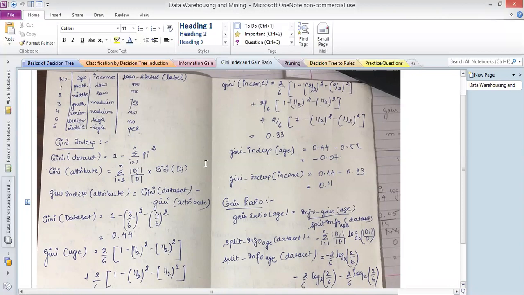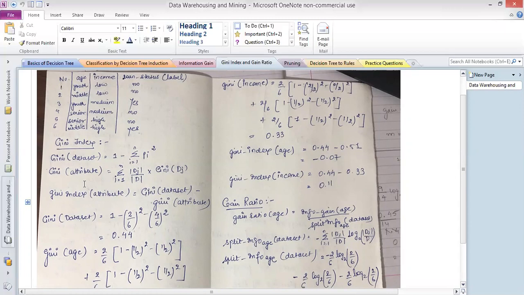Now what you do is, the Gini index is going to be entire data set minus the attribute. So 0.44 minus 0.51 will be different for you because I've made a mistake there. So you get some value. For income, again, the data set minus this value, you get 0.11. Whichever comes out to be higher will be selected. So here income will be selected, and this decision tree is going to be different. And here income is going to be the first attribute, and then you come to age. I hope that much is clear, everybody.